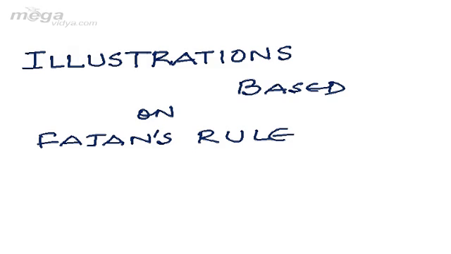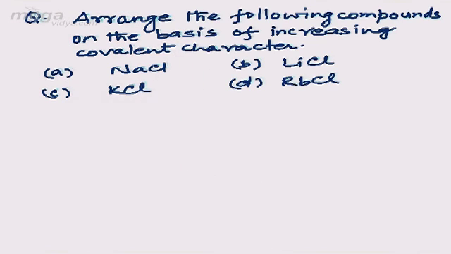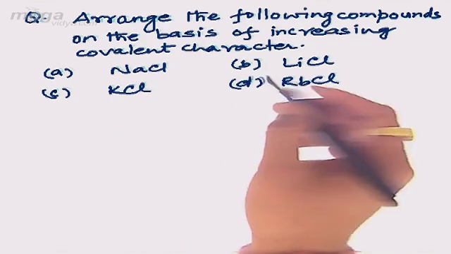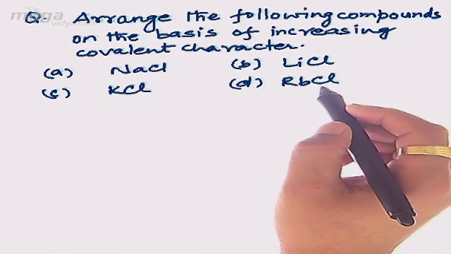Certain questions based on Fajan's rule. So in Fajan's rule we have already discussed polarization. Now let's see here. We have to arrange the following compounds on the basis of increasing covalent character. In the first, option A, we have got sodium chloride. Next we have got lithium chloride, then potassium chloride, and next is rubidium chloride.